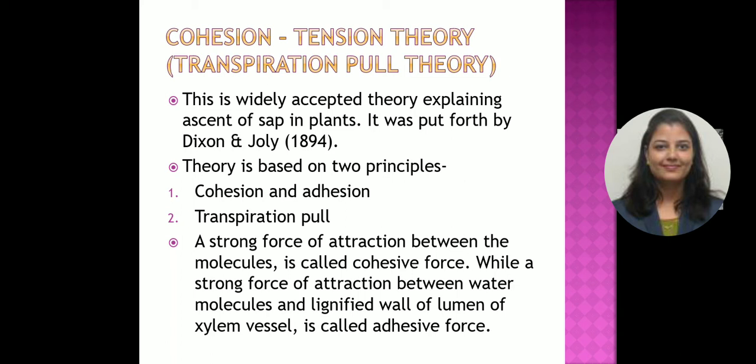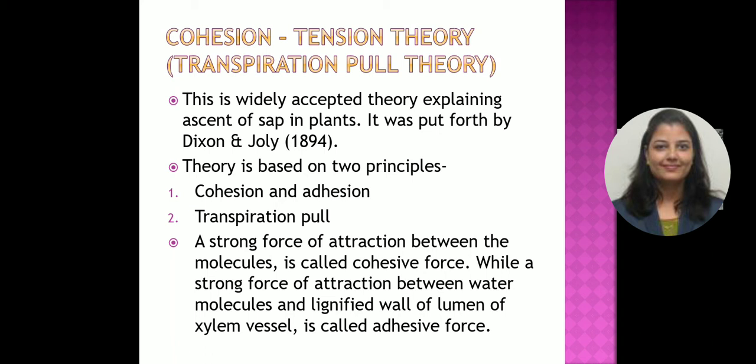Then the cohesion and tension theory, which is also known as the transpiration pull theory. I will just explain what transpiration pull is. In this process, water is lost in the form of vapor through the leaves, so that a pulling force is applied and water goes up in the plant. This is the widely accepted theory explaining ascent of sap in plants.